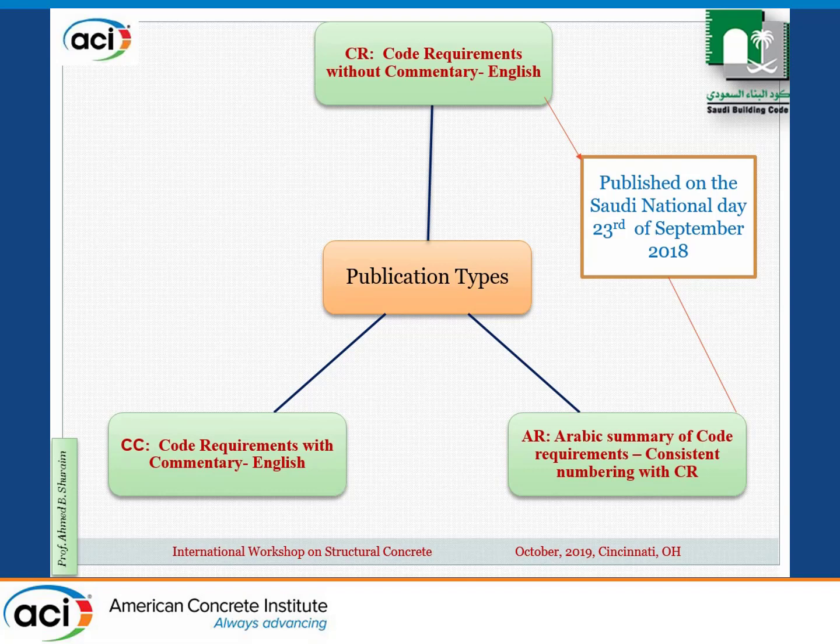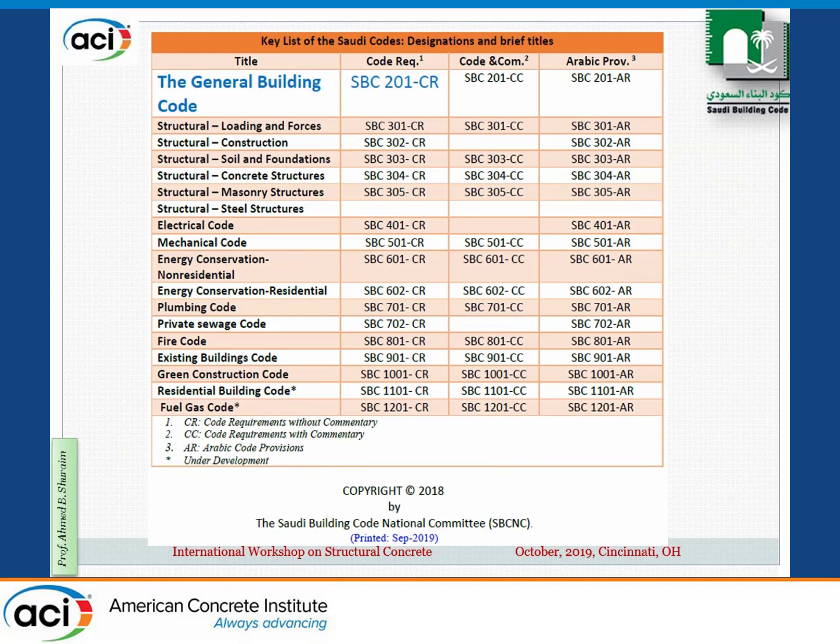So in brief, we are not translating, for example, equations or tables or anything. Only the main statement, what the statement for that section was. That we call the Arabic version of it. And then we have CC, code and commentary, which is another version combining the code and commentary together. So these are the list of codes. We are having CR, CC, and AR.